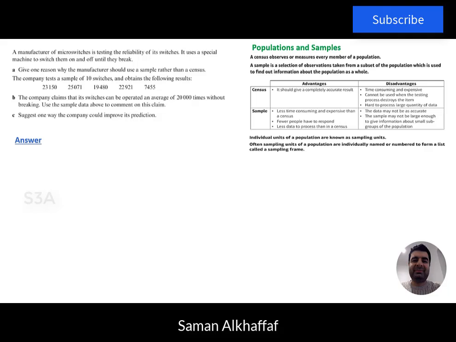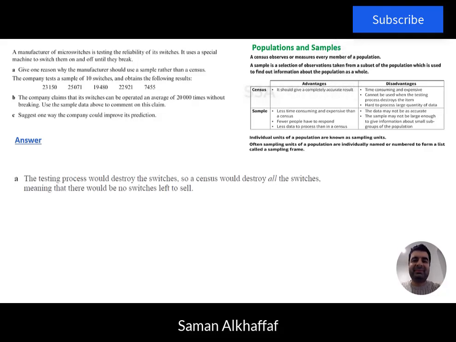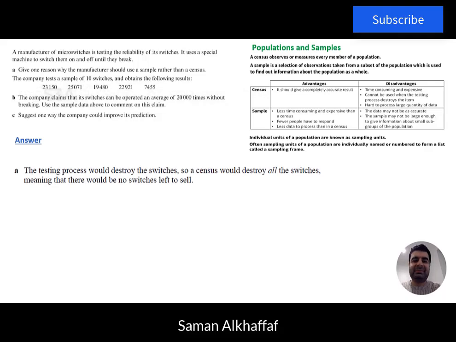In this example, a manufacturer of micro switches is testing the reliability of its switches. It uses a special machine to switch them on and off until they break. For part A, give one reason why the manufacturer should use a sample rather than a census. The company tests a sample of 10 switches and obtains the following results: 23,150, 25,071, 19,480, 22,921, and 7,455. So for part A, the testing process will destroy all the switches.